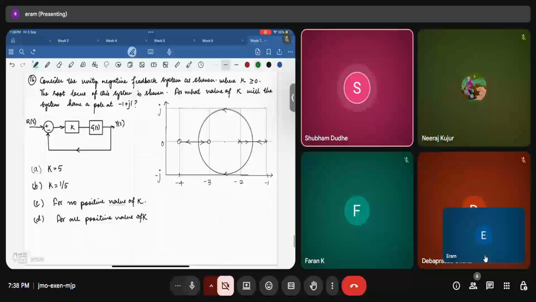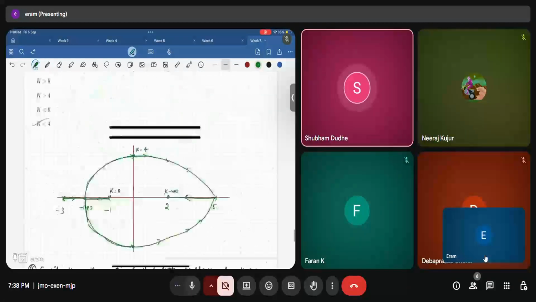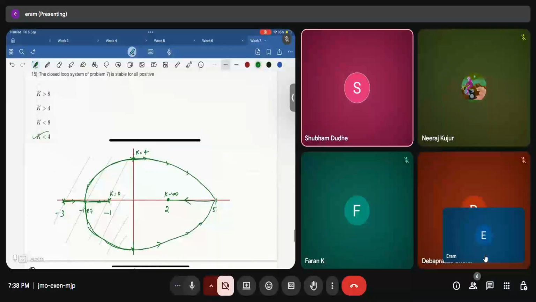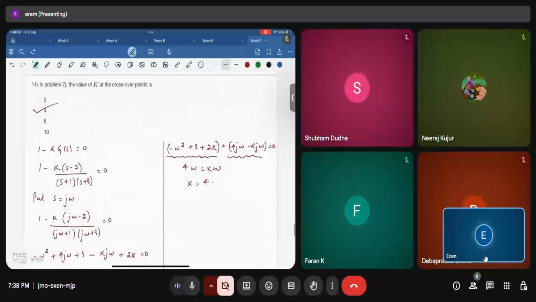Ma'am, please repeat how you calculate the k value equal to 4 on the imaginary axis. Okay, in the previous question we calculated the point where the root locus will hit the imaginary axis. What does it mean? It means that there exists a point on the root locus such that the roots are purely imaginary.